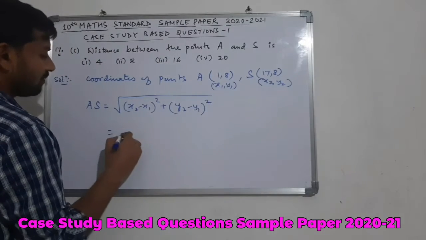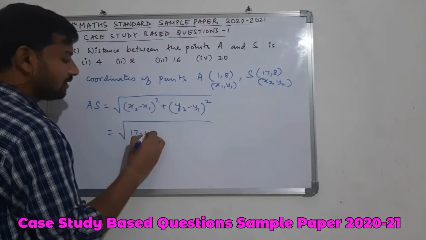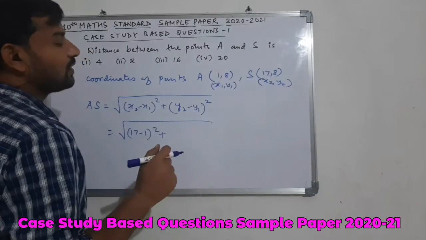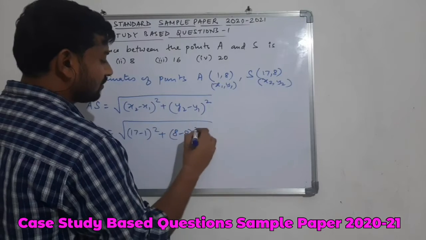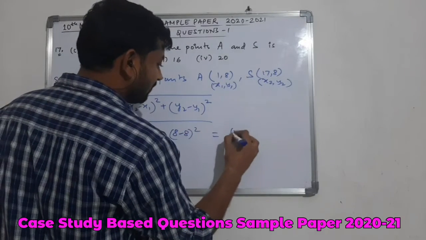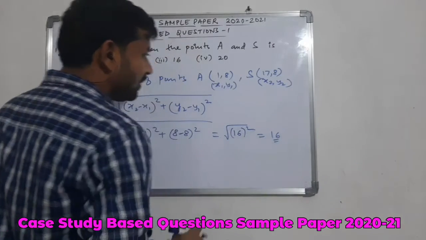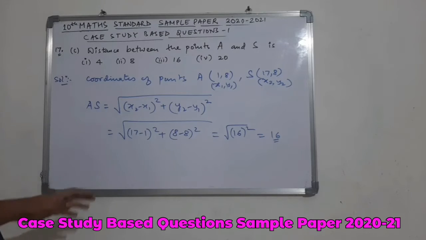So let us substitute the values here. x2 is 17 minus 1 whole square, that is x2 minus x1, then 8 minus 8, it is the same point, so this is 0. So we are getting 16 square under square root sign, that is nothing but 16. So clearly the distance between these 2 points is 16.